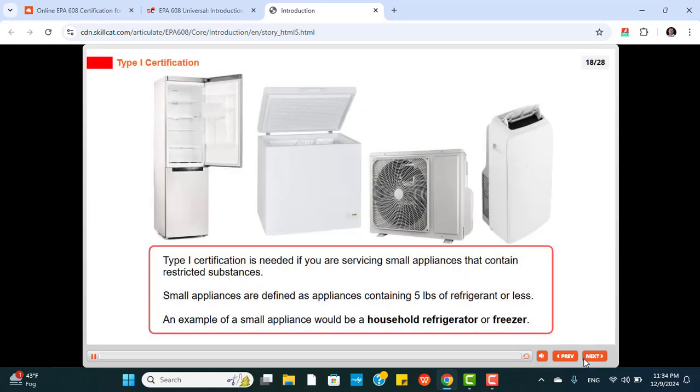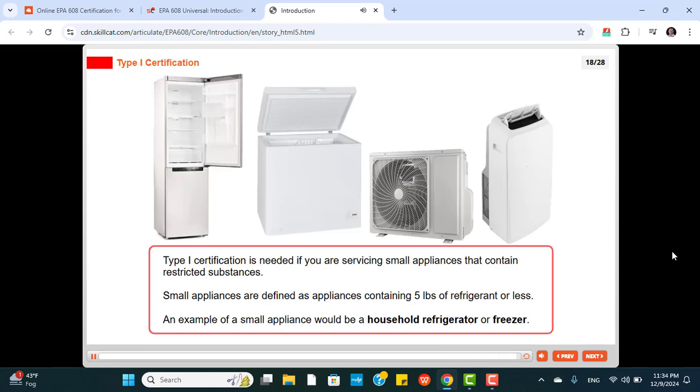Type 1 certification is needed if you are servicing small appliances that contain restricted substances. Small appliances are defined as appliances containing 5 pounds of refrigerant or less. An example of a small appliance would be a household refrigerator or freezer.